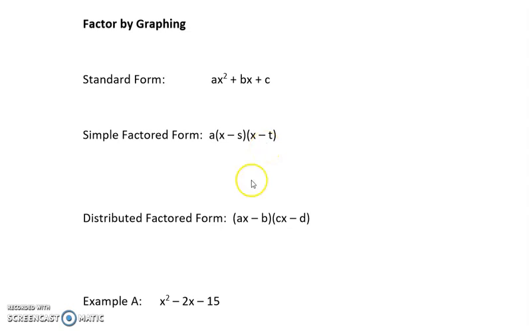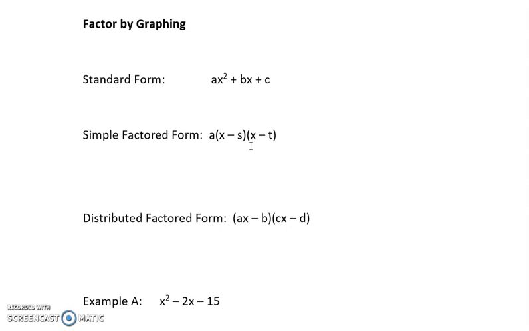There's distributed factored form, which can be written some constant times x minus another constant, then some constant times x minus another constant. Remember this a, b, and c are not the same as this a, b, and c. All these letters that are not x represent some constant. So we want to get from standard form to factored form, and there's a lot of reasons in applied math you would want to do that. But let's think about some examples and look how graphing can help us.